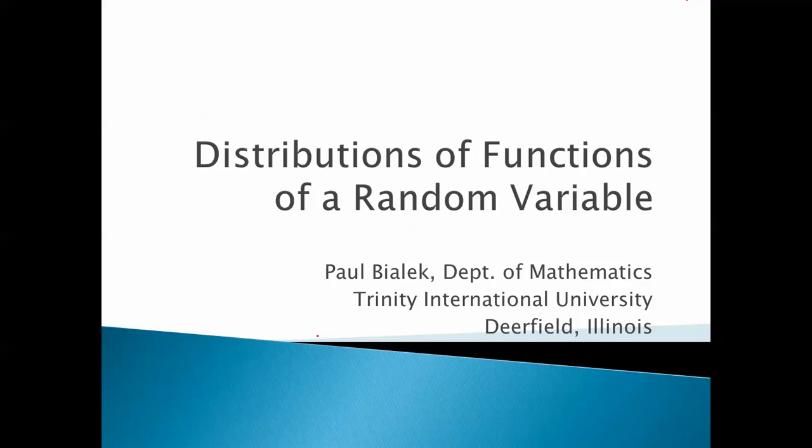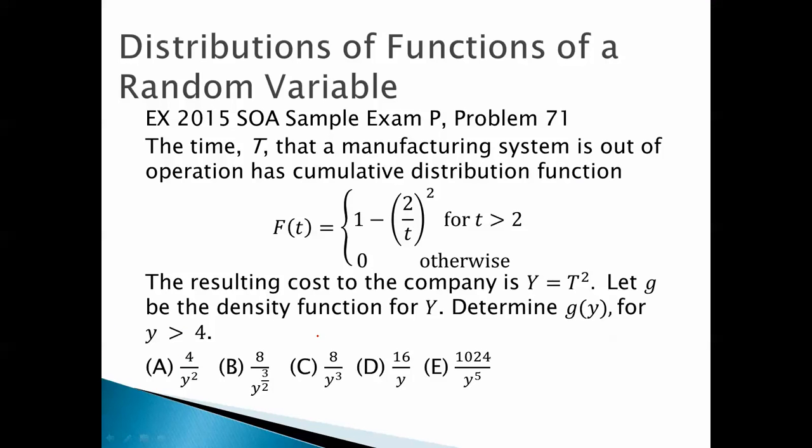Let's look at distributions of functions of a random variable. For example, 2015 Society of Actuaries Sample Exam P, Problem 71. The time t that a manufacturing system is out of operation has cumulative distribution function, sometimes we call this CDF, F of t equals 1 minus 2 over t squared for t greater than 2, and 0 otherwise.